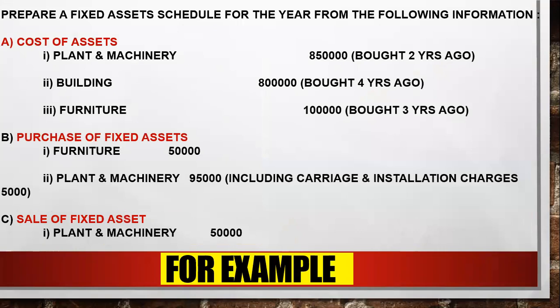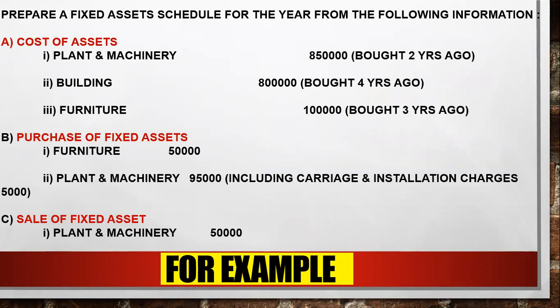So this is the example for calculating depreciation. This is question number 1. We have already solved this. They have given the original cost of the asset, the purchases of your asset, the cost if you have made any purchases during the year. They have given it over here. If you have made any sales during the year, you can see that there.